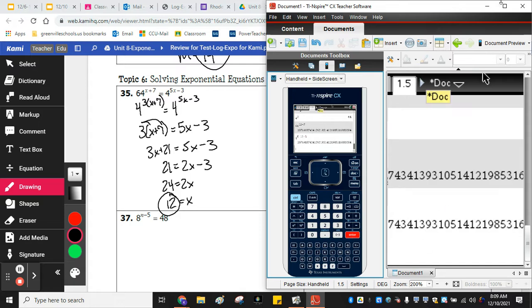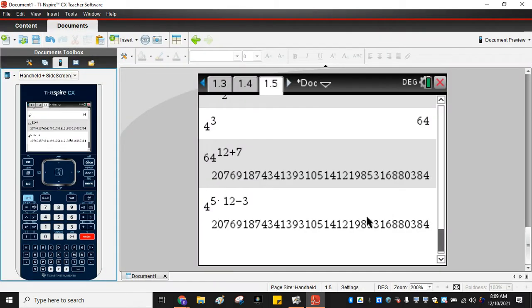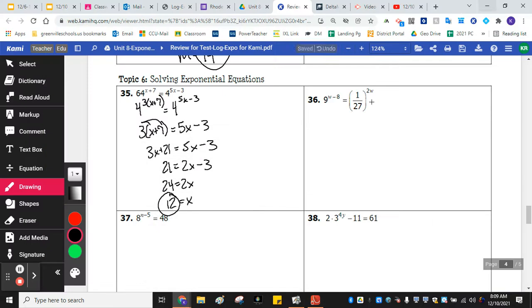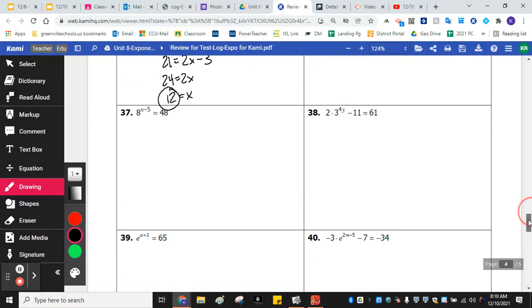Looks pretty good. Can't see the whole thing, but looks good. Yeah, it's huge, but it works. They're all the same. Okay.